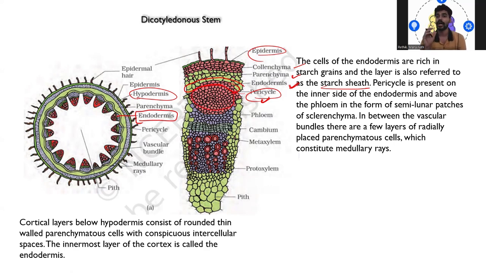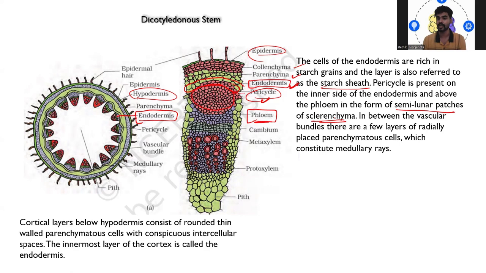It is below the endodermis and above the phloem region, where this pericycle is present. And how is it? In the form of semilunar patches of sclerenchyma, semilunar patches of sclerenchyma.